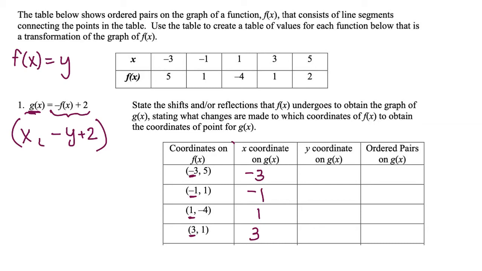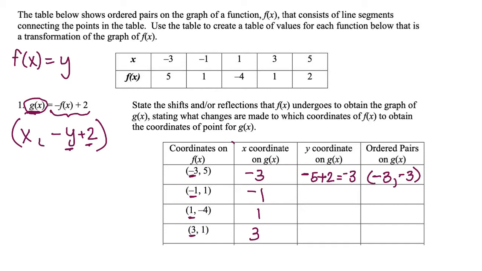All right, so now let's talk about y, the y coordinate. Notice the y coordinate for g of x is going to be the opposite of y plus 2. So I'm going to say the opposite of y plus 2. So that's going to give me negative 3. So the ordered pair on g of x is going to be negative 3 for the x, and the y is also negative 3. Wish they hadn't made it the same.